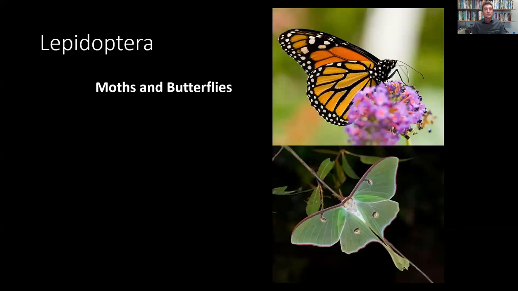And then finally, we have Lepidoptera. These are the moths and the butterflies. And it's usually the case that the larval form of the organism, the caterpillar, is the one that causes plant problems, excessive feeding, for example. And the adult is usually not a problem. In fact, they can be beneficial if they do any form of pollination.